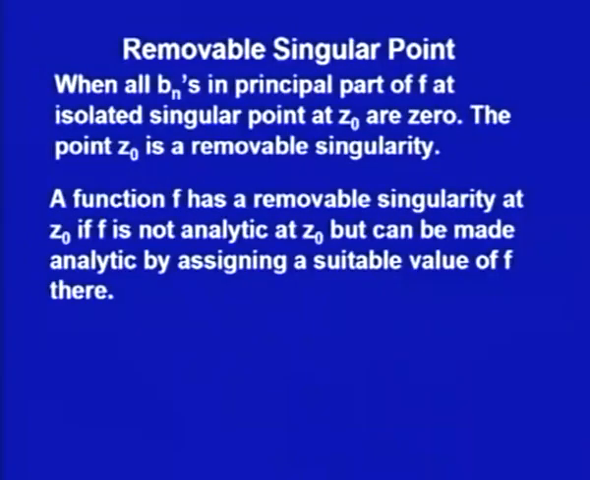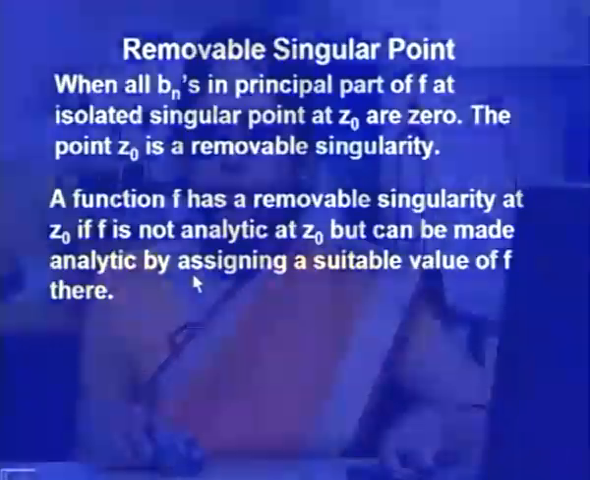What does it mean? The first definition says that in the principal part all the bn's are 0. It says that the singular point may be there because the function is not defined at that point. So we call it a removable singularity, because if I could define a suitable value of the function at that point, we could make the function analytic. See for example what we are talking about here.